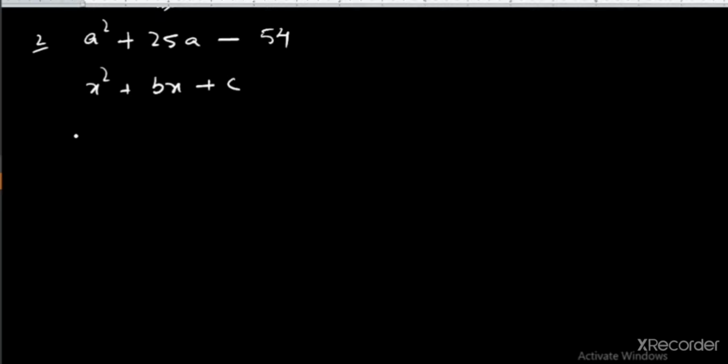So here what will be x? You can see this is a square, this is x square. It means the coefficient in the very first term is only 1, isn't it? Here b is the middle term. This is written in terms of a, so don't get confused with it. So b is equal to 25. And what is c here? c is minus 54.